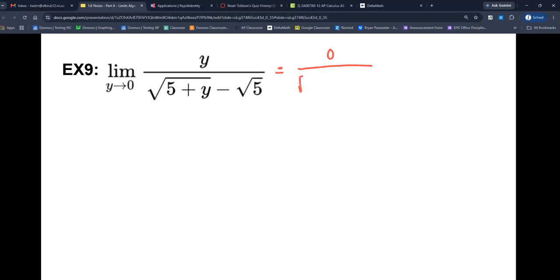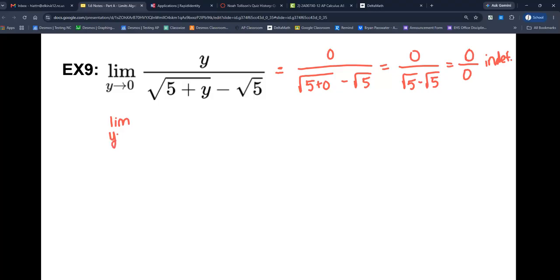It's already looking bad. I got square root of 5 plus 0 minus square root of 5. That is going to be 0 over square root of 5 minus square root of 5, which is 0 over 0. That is indeterminate form. So I got to do something else, right? We figured that was probably going to happen there. So let me recopy this real quick, since my first attempt was a failure. And like I said, you can do that part in your head.